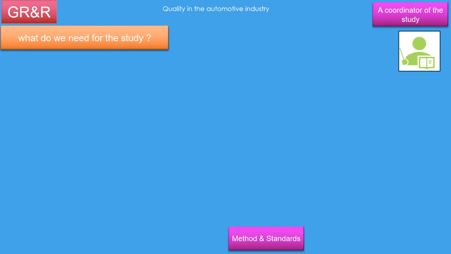What do we need to perform a Gr&R? Of course, we need a measurement system, but additionally, what do we need? First of all, we need a coordinator. A coordinator will organize the study, select the parts, select the appraisers, and train them as well. He will make sure the study is well done and record all results. He should be an expert on MSA techniques. The coordinator will also gather the standards, specifications, and measuring procedures as needed.